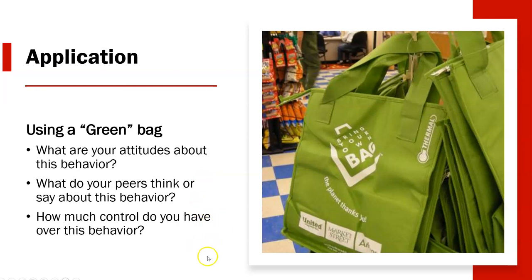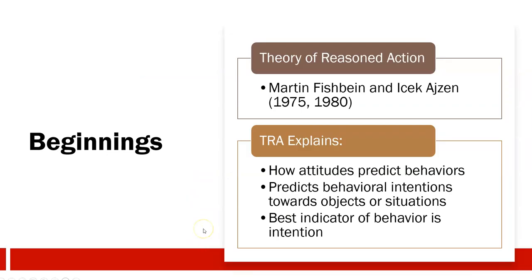So the beginnings of this theory are found in the theory of reasoned action, and you can still find people referencing and using the theory of reasoned action today. It's still relevant in certain contexts. So Martin Fishbein and Icek Ajzen, in the mid-70s, early 80s, developed this theory.